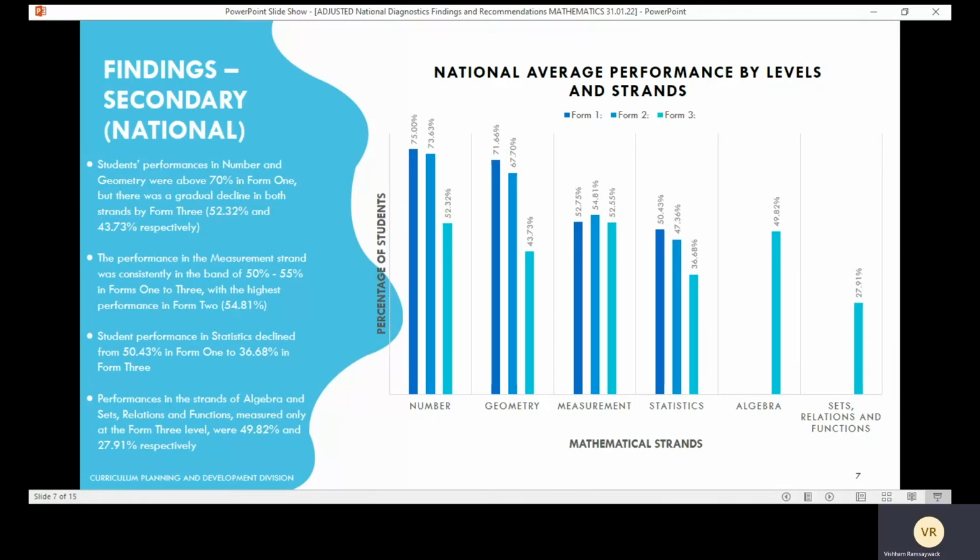Performances in the strands of algebra and sets, relations, and functions, measured only at the Form 3 level, were respectively 49.82% and 27.91%, meaning on average, this was the percentage of students who got these items right nationally.